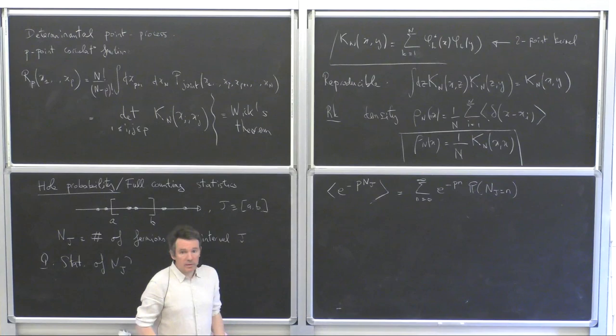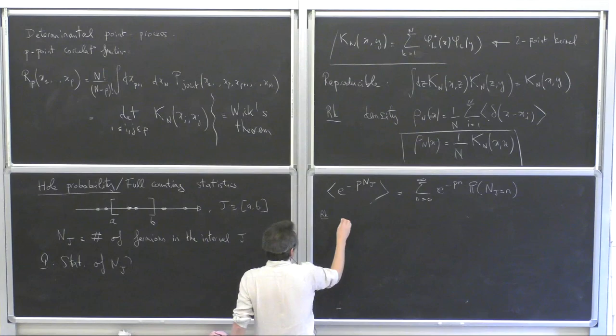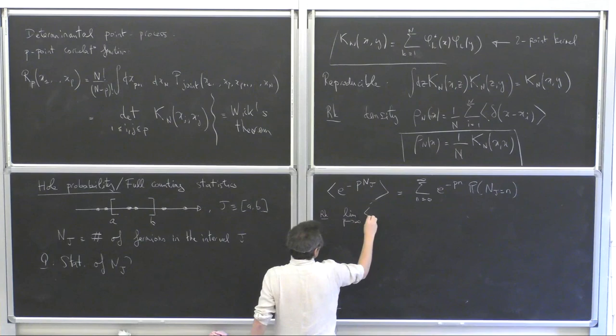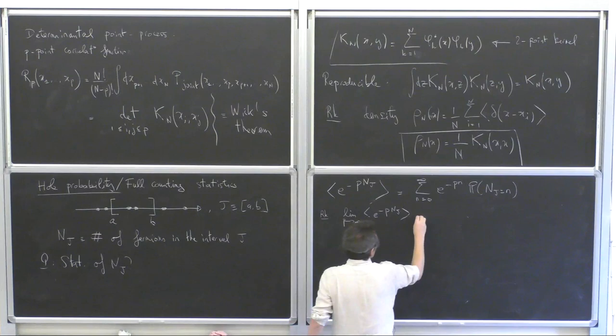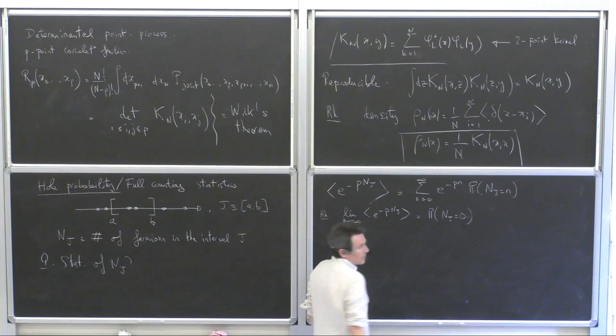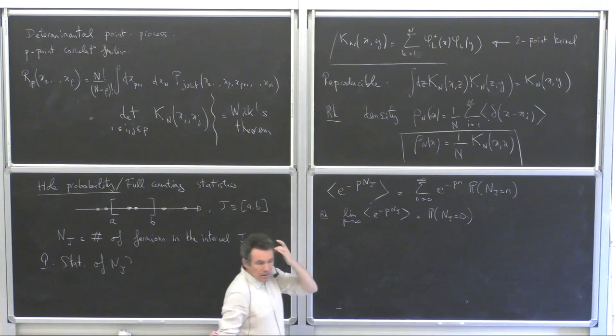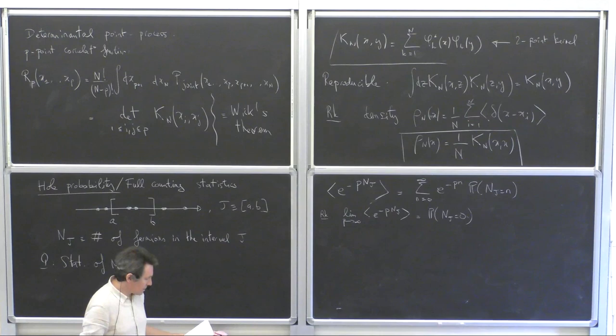So just a remark at this stage: if I just look at the limit when p goes to infinity of this guy, that gives you the probability that nj is equal to zero. So that's already a nice thing, right? Because this is the only term that survives in that limit. So that's already a nice object for that. And on top of that, as we will see, it can be written in a nice way.